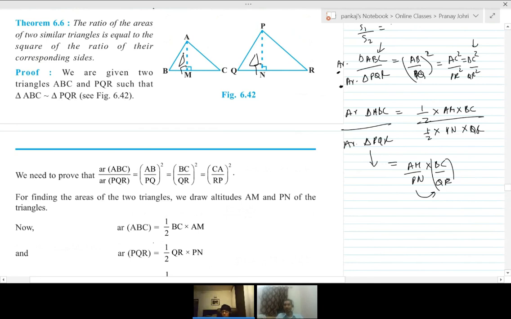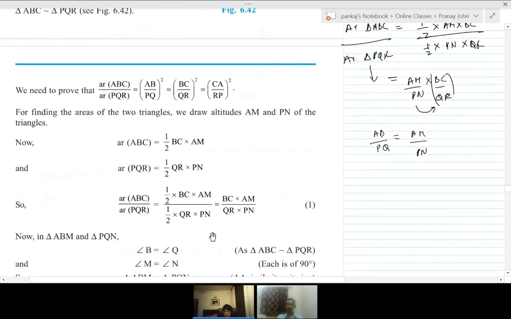So for triangles ABM and PQN, angle ABC and angle PQR, that is B and Q, are equal. So these two left hand side triangles are similar. So we can take AB by PQ is equal to AM by PN.